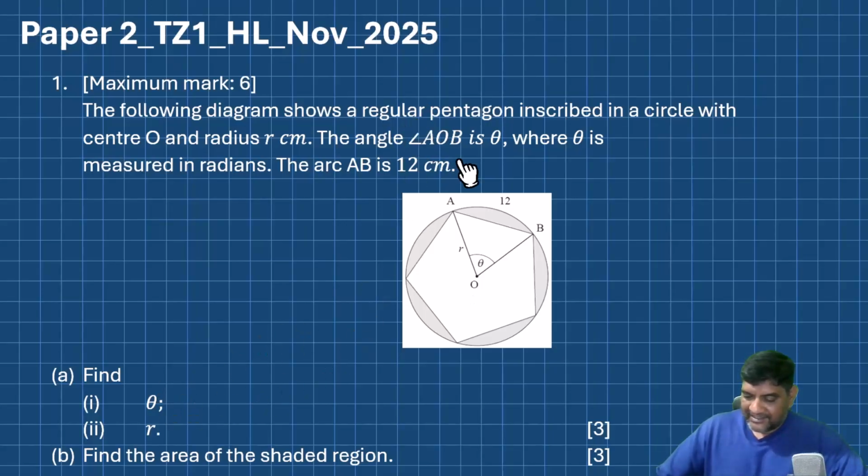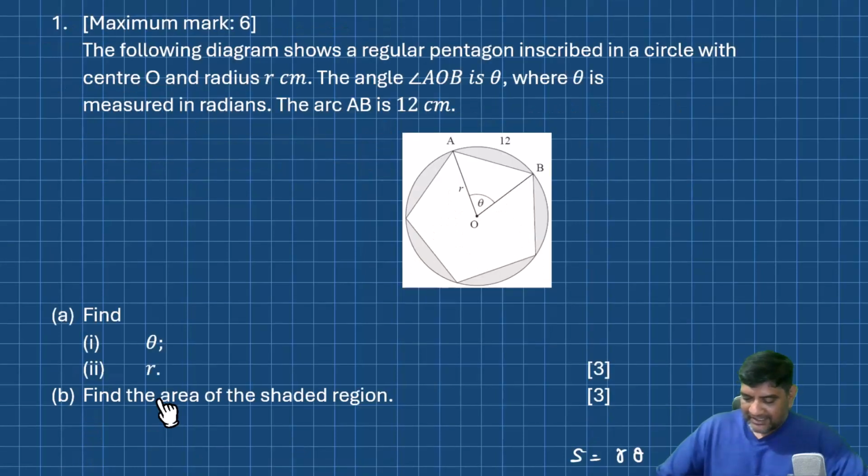He is also saying that what we have here is a regular pentagon, very important. Based on that, we need to find this information and also find the area of the shaded region. We can see that there are 1, 2, 3, 4, 5 of the same regions. We need to find the area of it.